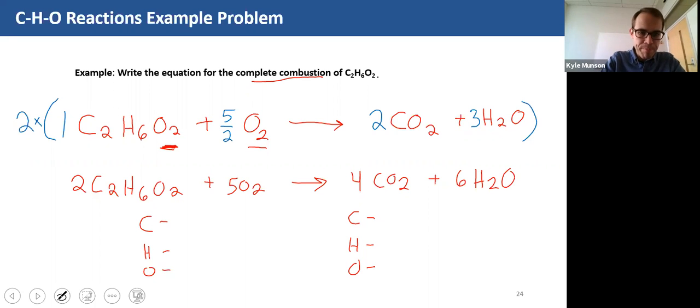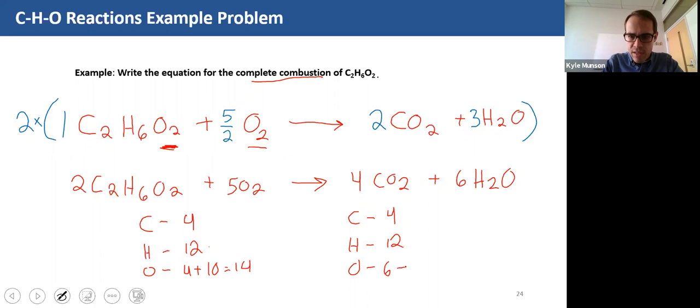Okay, so over here, I have 4 carbons. Over here, I have 4 carbons. Over here, I have 12 hydrogens, 2 times 6. Over here, I have 12 hydrogens, 6 times 2. Over here, I have 4 oxygens plus 10 oxygens, so I have 14. Over here, I have 6 oxygens plus 8 oxygens, which is also 14. So this is balanced. Okay.